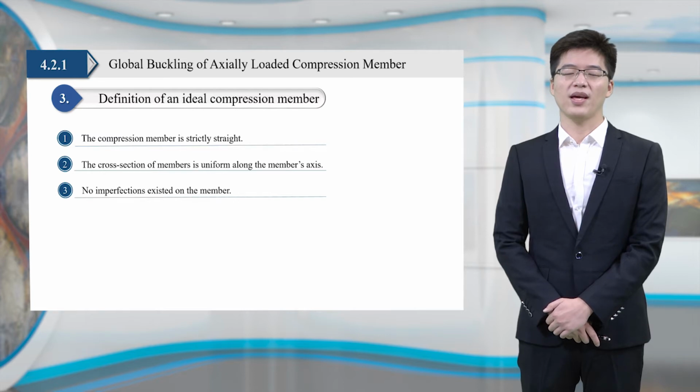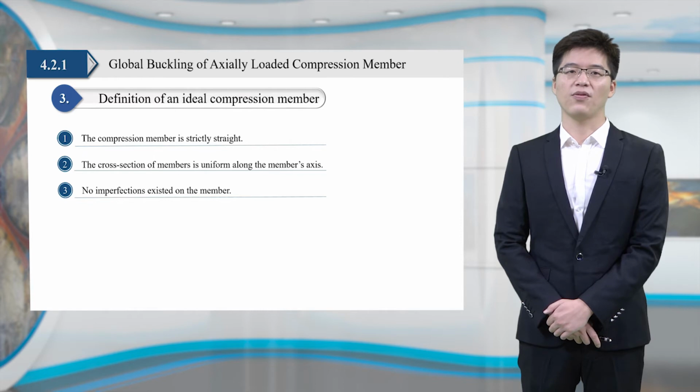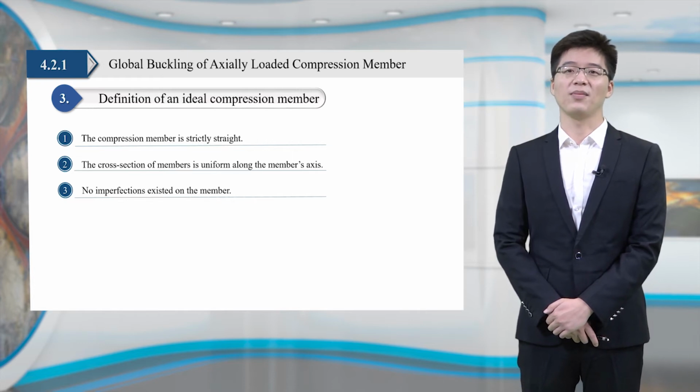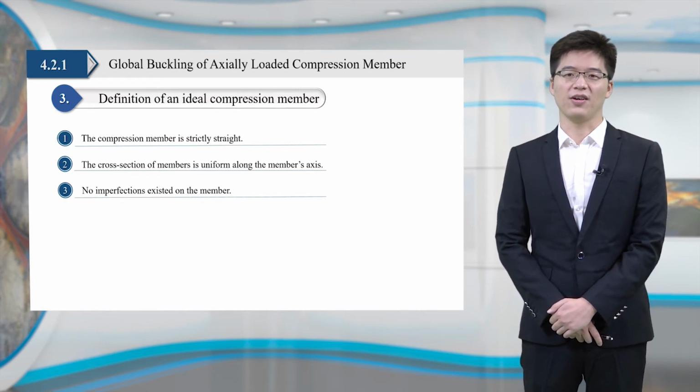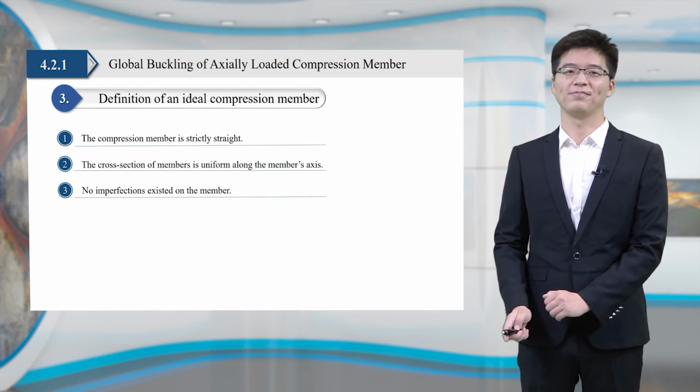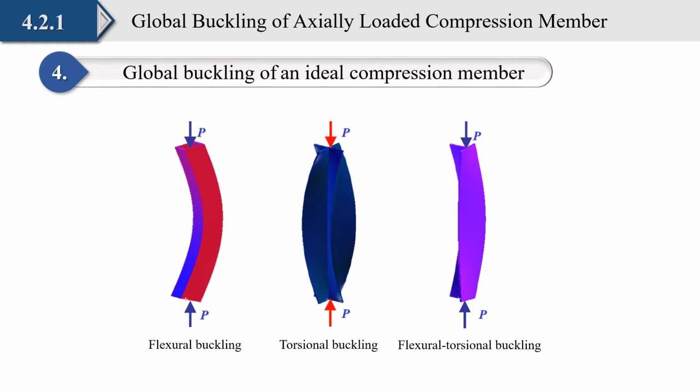A member can be defined as an ideal compression member if the following conditions can be satisfied. Firstly, the compression member is strictly straight. Secondly, the cross-section of members is uniform along the member's axis. Third, no imperfections exist on the member. For an ideal axial compression member, three different buckling modes may occur.